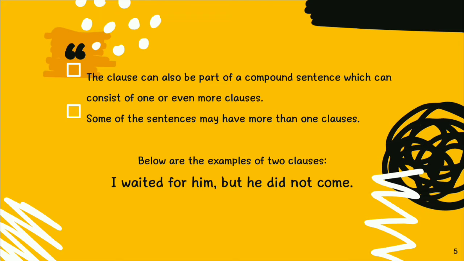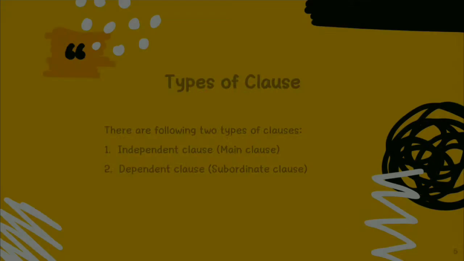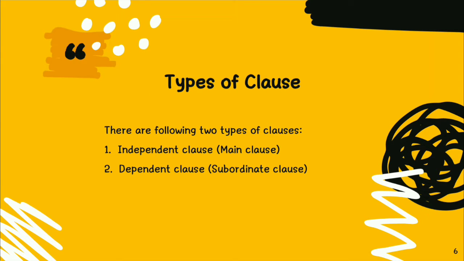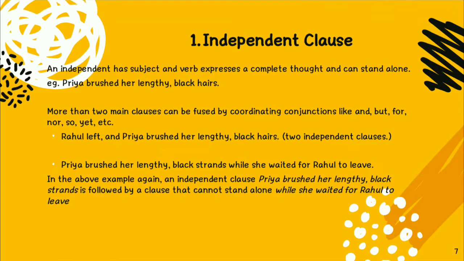A clause can also be part of a compound sentence, which can consist of one or even more clauses. Some sentences may have more than one clause. Below is an example of two clauses: I waited for him, but he didn't come. Then, types of clauses. There are the following two types of clauses. First, independent clause or main clause. Second, dependent clause or subordinate clause.